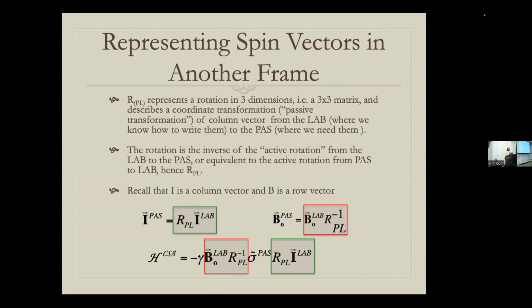But when I do that substitution, I say I_PAS is R times I_lab, and R for what? For the active rotation of PAS to lab. B0 in the PAS is written correspondingly. And because it's a row, not a column vector, we have to use the inverse and multiply after the vector.